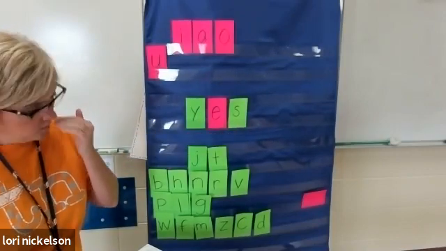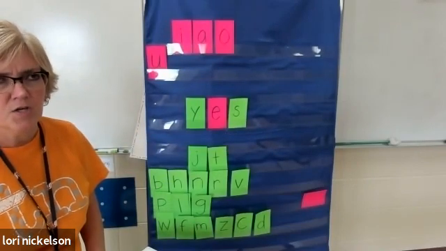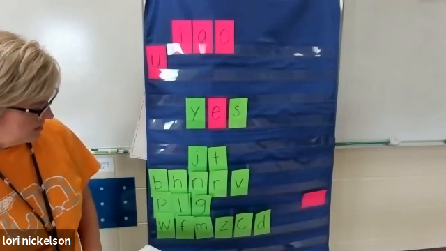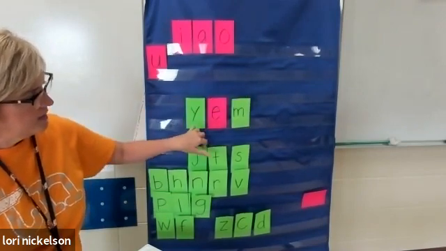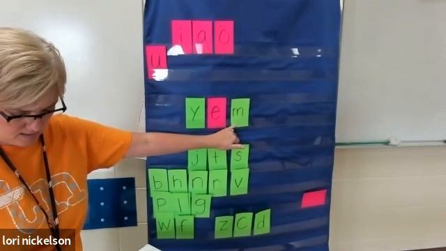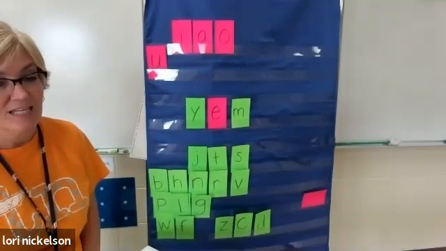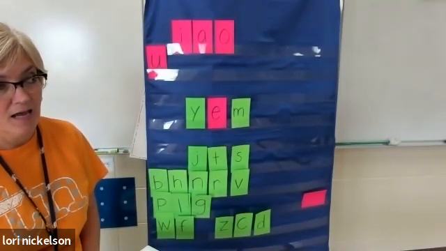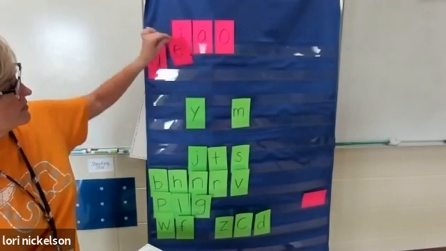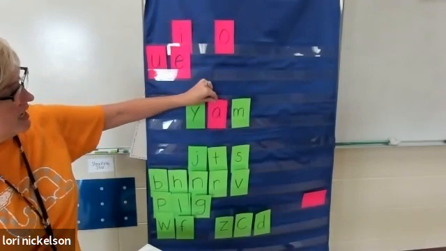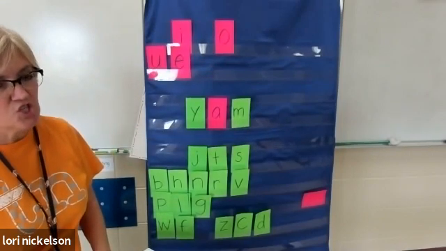Good. Well, let's make yes into yem. Yem. What do you hear at the end? M. Okay. So let's replace the S with an M, and now we have yem. Now, from yem, let's make yam. Yam. What makes the sound? Right, it's the A. Yam. Good.